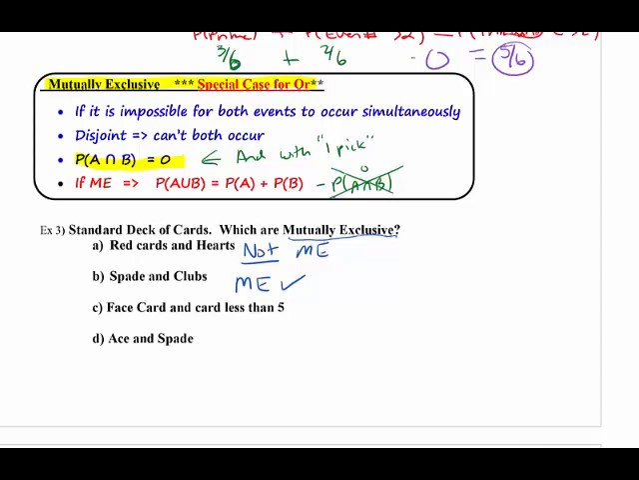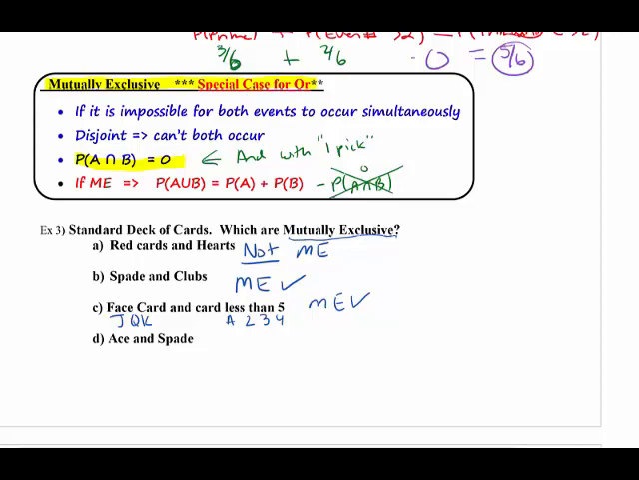There's no overlapping there, because this is a jack, queen, or king. This would be an ace, a 2, a 3, or a 4. Could be any suit, but there's no overlapping. So these would be mutually exclusive. D says ace and spade.